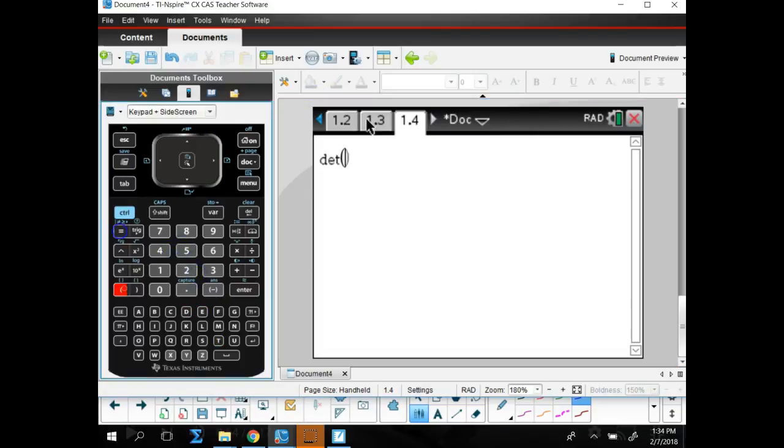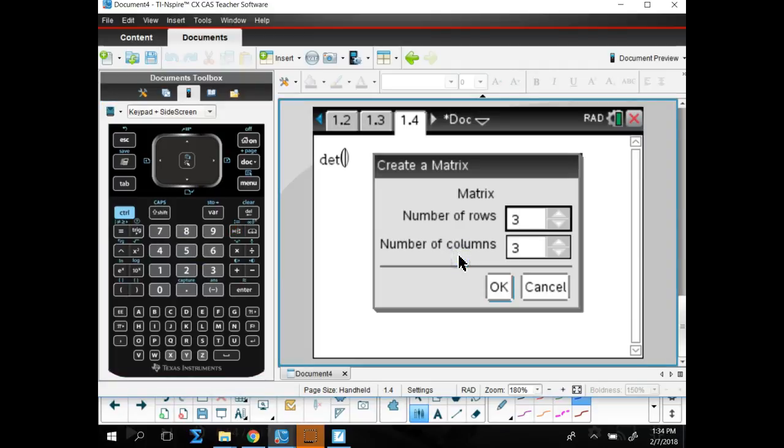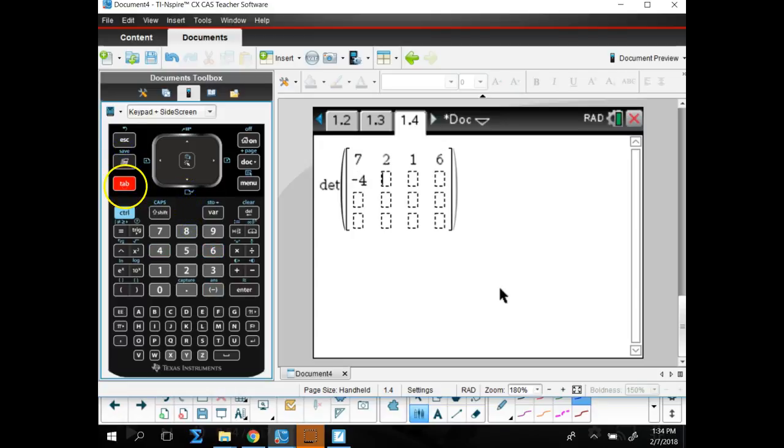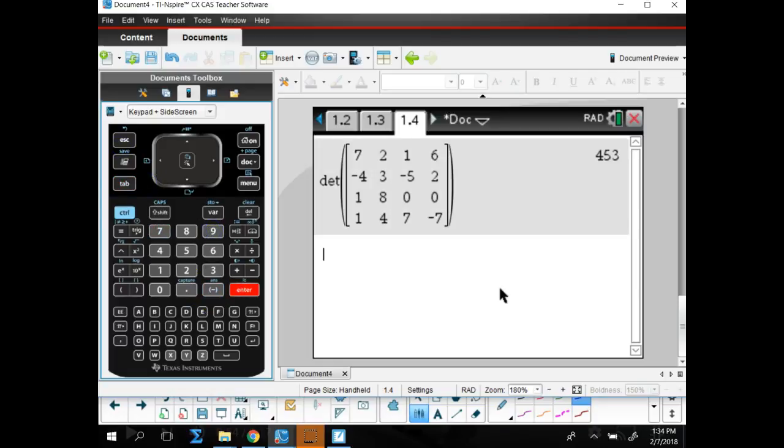DET of my matrix, and you want it to be a 4 by 4, and so it then is going to be, if somebody could read it off for me, 7, 2, 1, 6, -4, 3, -5, 2, 1, 8, 0, 0, 1, 4, 7, -7, 453.